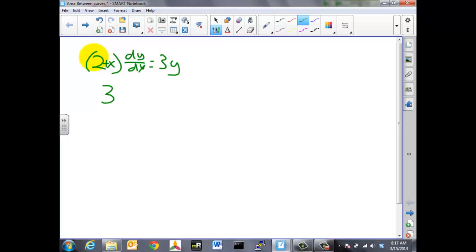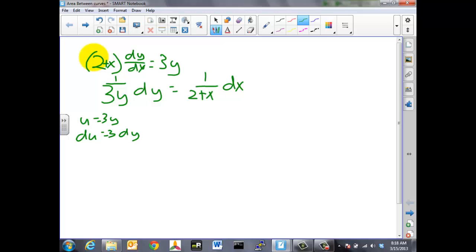Brought the 3, made it 1 over 3y dy equals 1 over 2 plus x dx. That's what I told you not to do. It's okay if you did that, if you do it right the rest of the way. Here's the problem. If you do it this way, now you've got to think u equals 3y, so du equals 3 dy, 1/3 du equals dy.